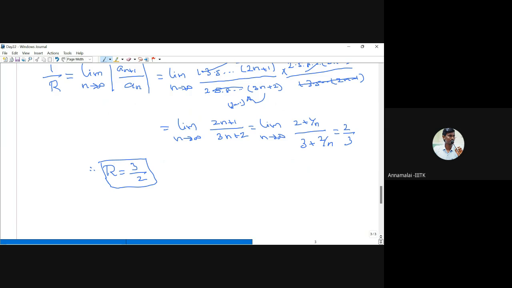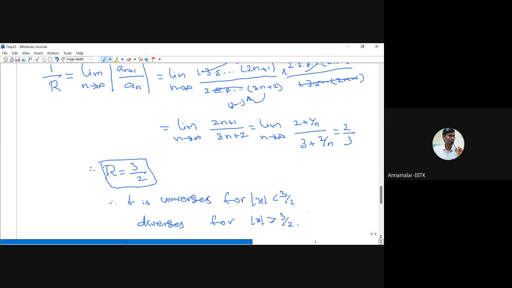R equal to 3 by 2. Therefore, the given series converges for mod x is less than 3 by 2 and diverges for mod x is greater than 3 by 2.